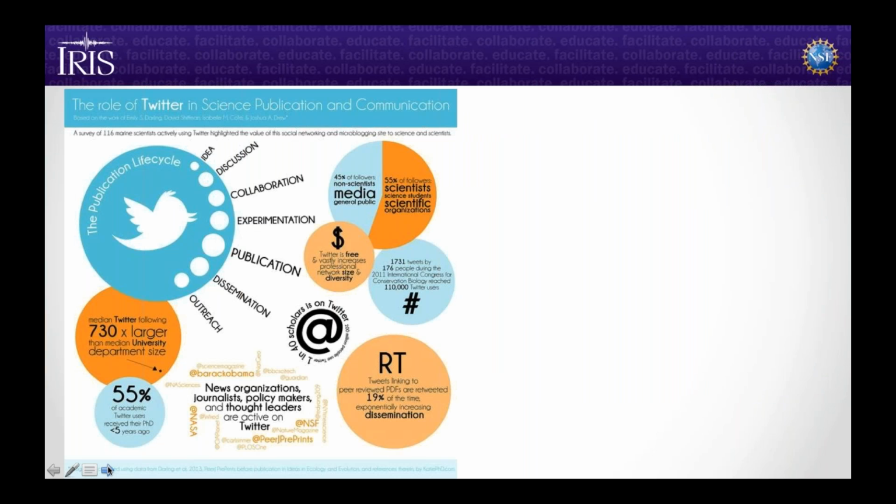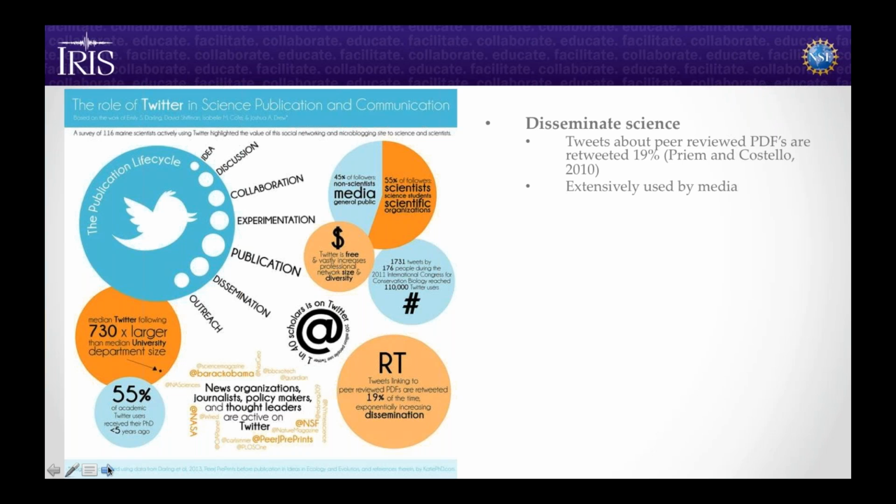There's a lot of benefits for scientists for being on Twitter. The first is that you can disseminate your science on Twitter. Tweets about peer-reviewed research are retweeted 19% of the time. This gives you an immense capacity to get your research known by groups that might not otherwise know about you. And this particular platform is extensively used by the media.